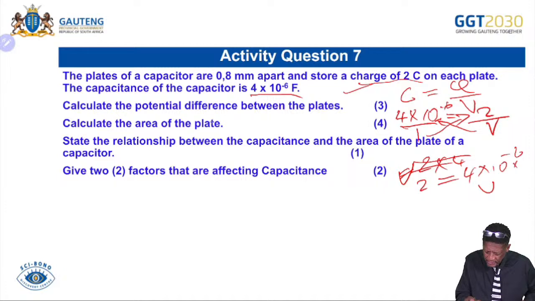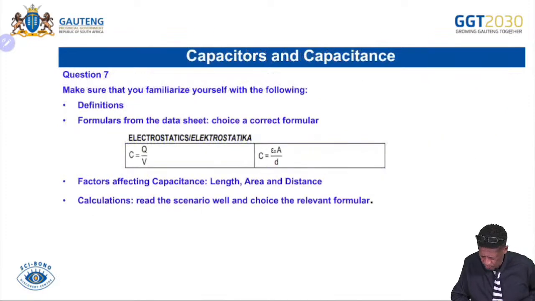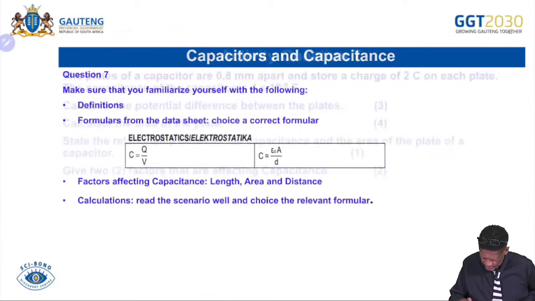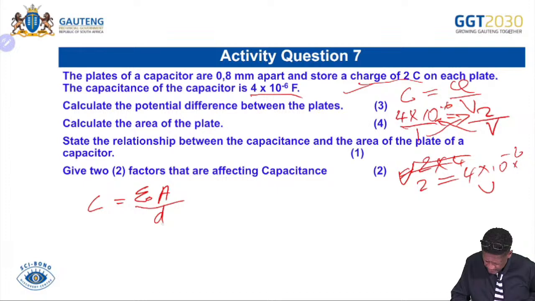Then here they want you to calculate the area of the plate. You go to the formula. Capacitance is equal to permittivity of free space times, then you've got what? Distance over area? Let us go back and check. It's area over distance. Yes, it's area over distance. I'm correct. Then this is the formula that you are going to get there.